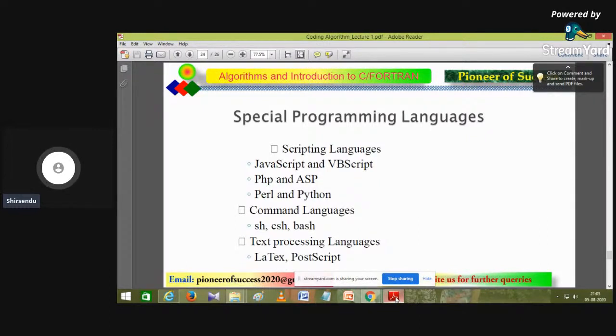And there are many command languages. People who are working with molecular simulations in the research field know about those command languages like bash, csh, sh. Those are also not pertinent to this particular course, but I am giving you an idea about everything.